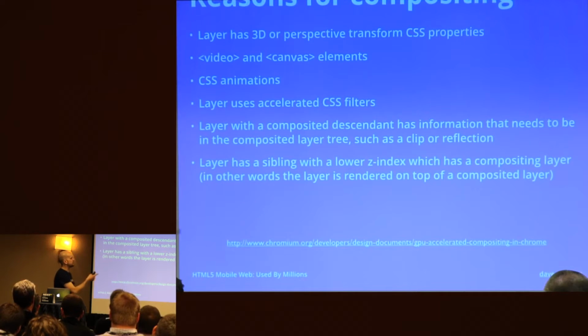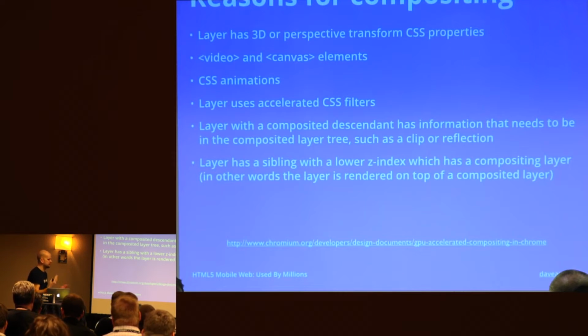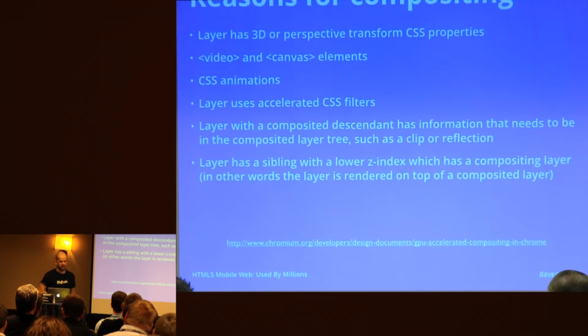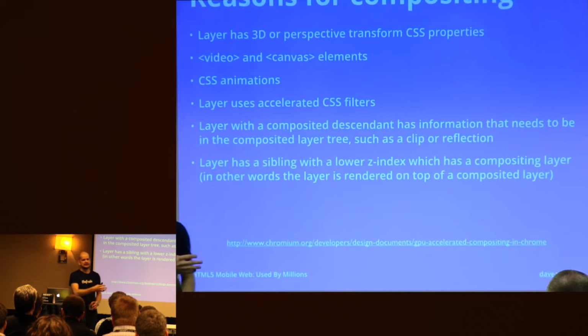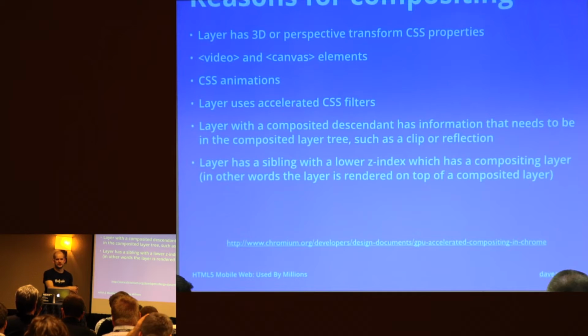Layers with a composited descendant have information that needs to be in the composite layer tree. These two are kind of talking about dealing with other elements or different types, where you're compositing based on other reasons and how it interacts with other elements. So that's why the Safari tool that I showed you earlier with the layers is important for understanding what you're actually compositing, because you can get an idea of whether you're creating composite layers that you weren't expecting, and maybe very, very large composite layers, which is adding to your memory.